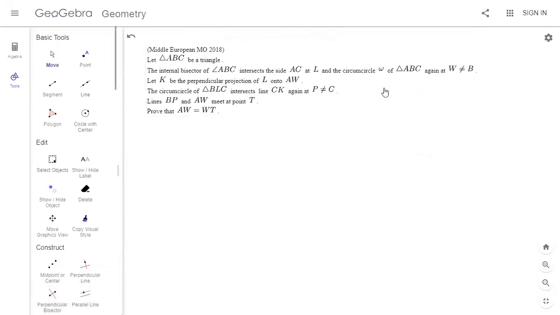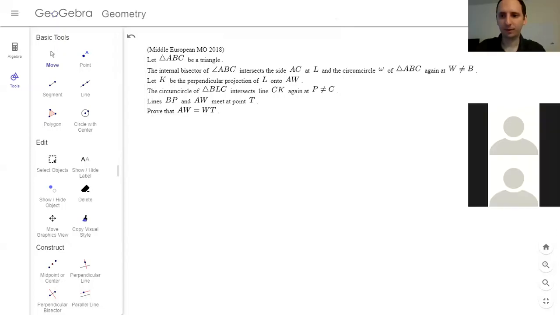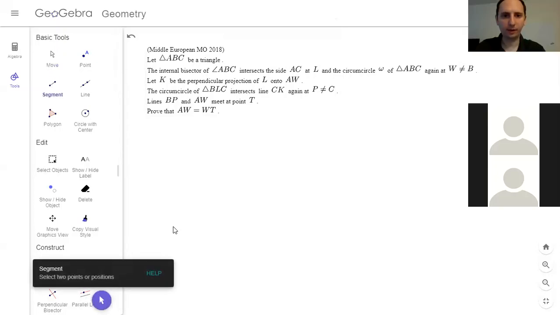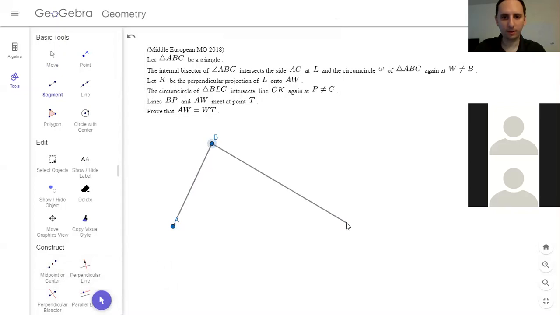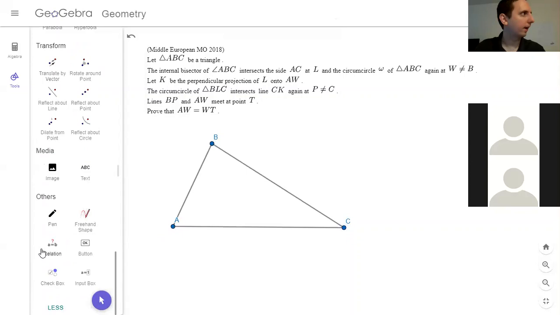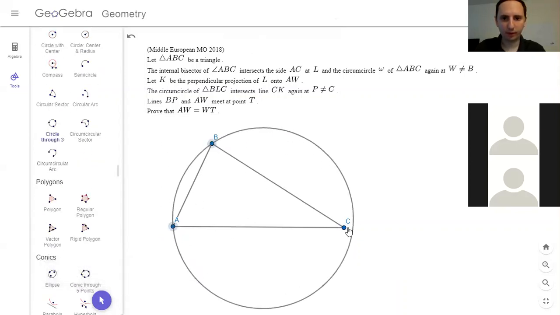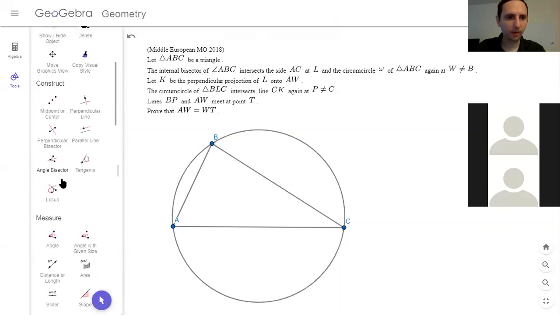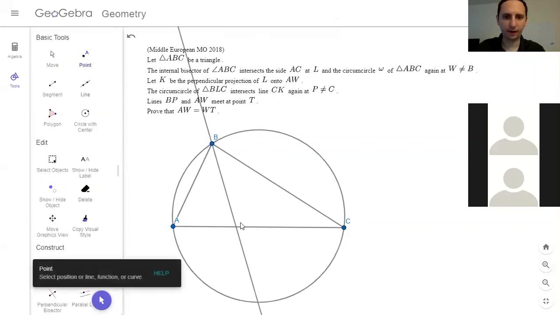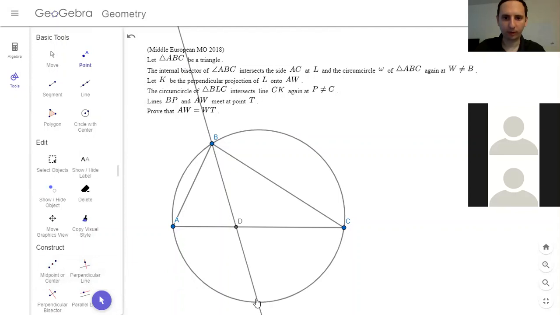All right, so we have a triangle ABC. And we draw the angle bisector of angle ABC. We see where it intersects the side and the circumcircle. So it intersects the side at L and the circumcircle at W.